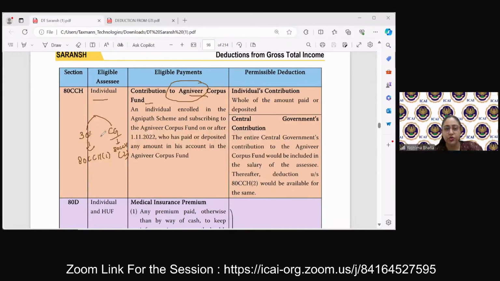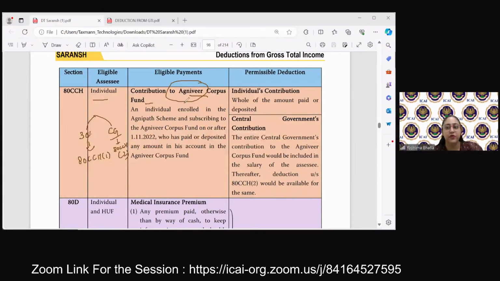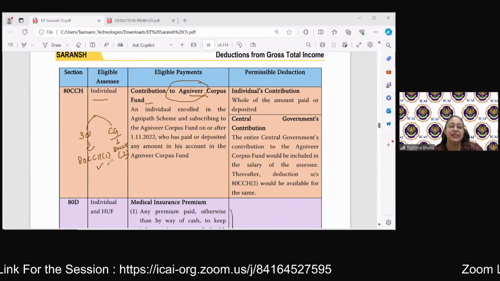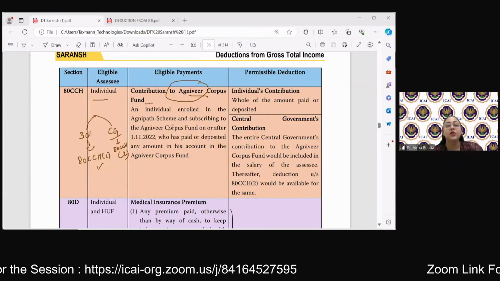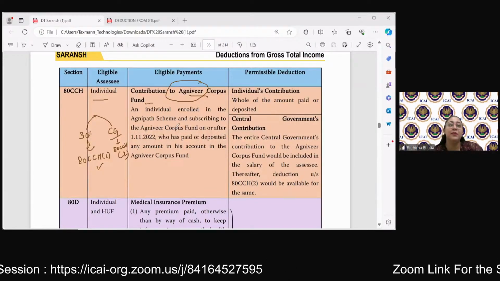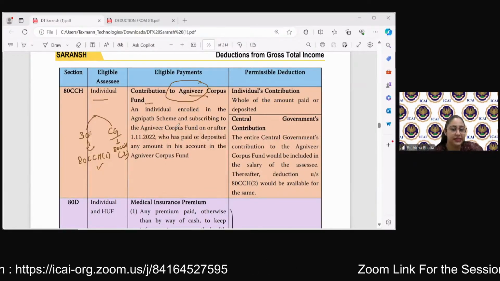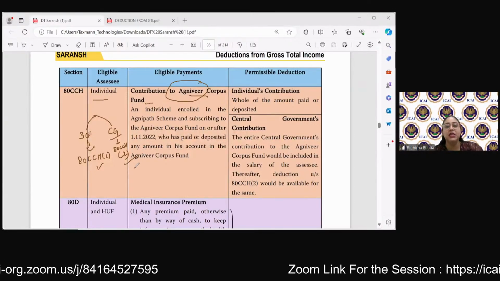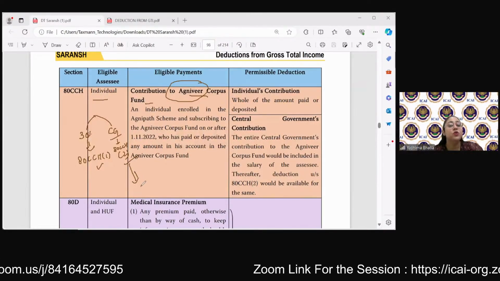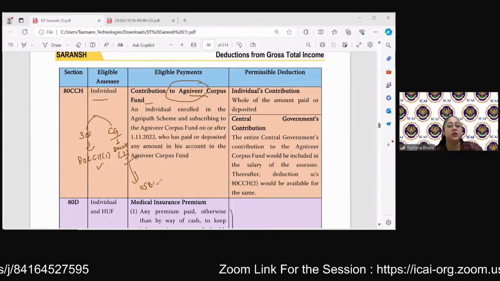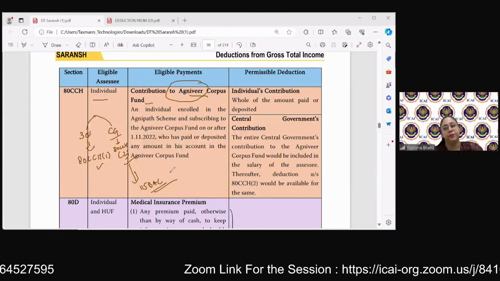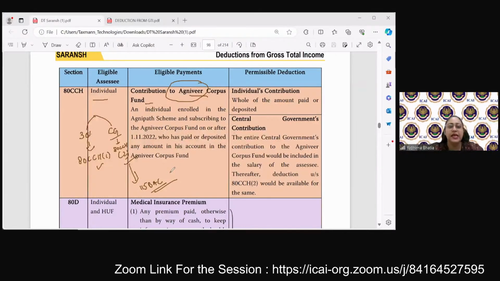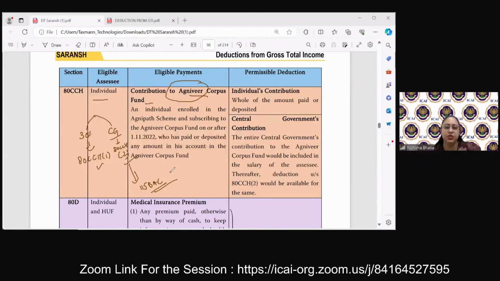30% generally goes as contribution to the Agniveer Corpus Fund. From the individual's point of view, that is allowed as a deduction under section 80 CCH subsection 1. And the central government contribution which they are making for me is first treated as salary and is allowed as a deduction under section 80 CCH subsection 2, and this is also allowed for 115 BAC people who are paying tax as per 115 BAC. Okay, CCH subsection 1 and CCH subsection 2.